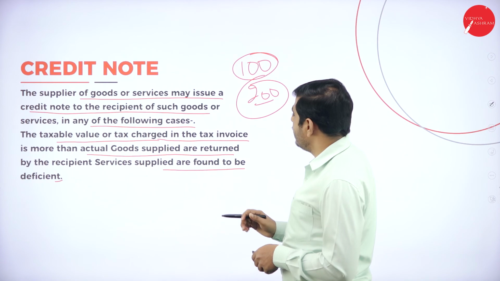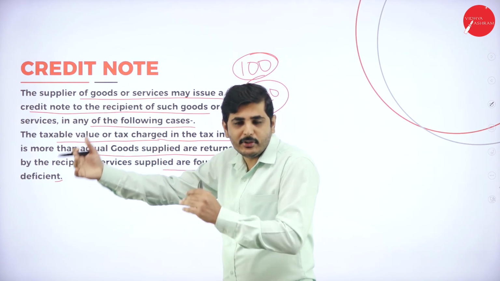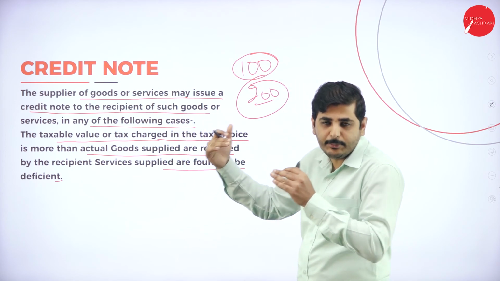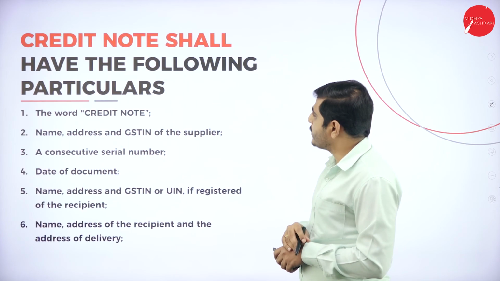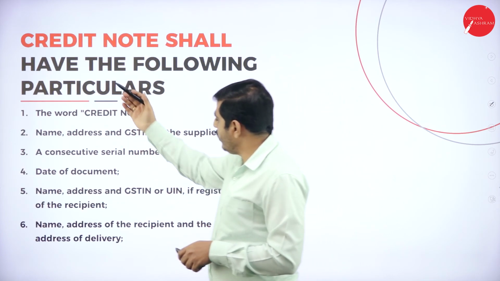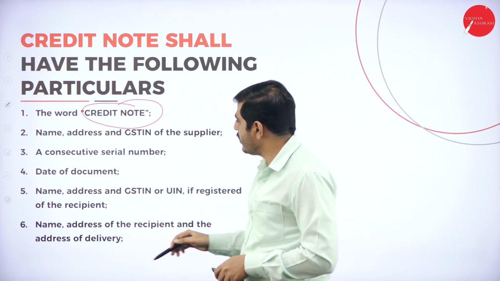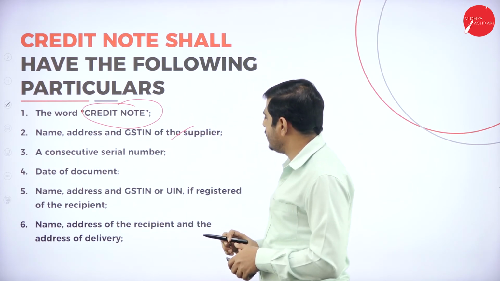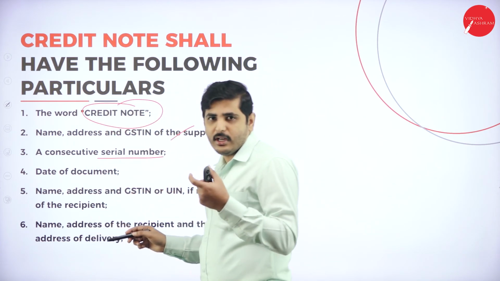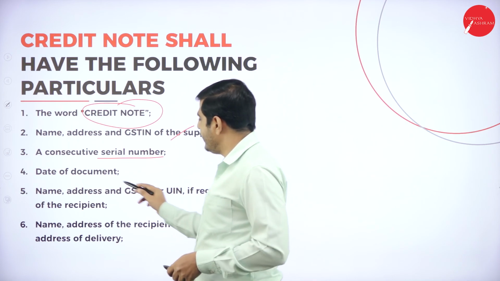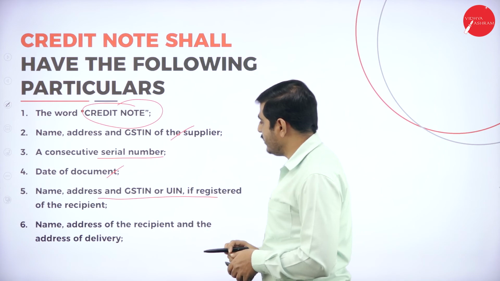Next one, if the recipient of the goods returns some goods, then to reduce the tax for that returned goods, a credit note will also be issued. Next point, a credit note will have the following contents. The words credit note should be there; the heading of the note should be credit note. Next one, name, address and GST number of the supplier. Next one, the consecutive serial number, which is the actual number of that particular credit note. Next one, date of the document. Next one, name, address and GST number of the registered recipient.